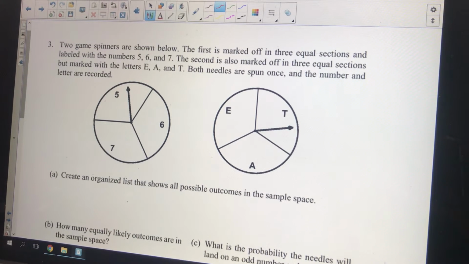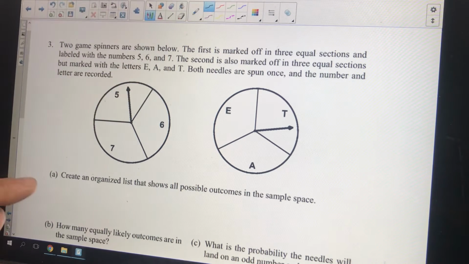Okay, number 3, top of the next page. 2 game spinners are shown below. The first is marked off in 3 equal sections and labeled with the numbers 5, 6, and 7. The second is also marked off with 3 equal sections, but marked with the letters E, A, T. Both needles are spun once, and the number and letter are recorded.